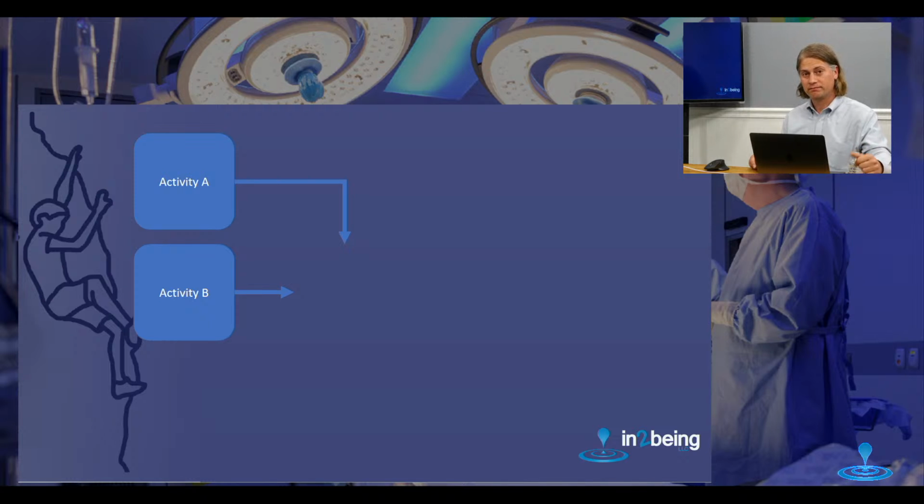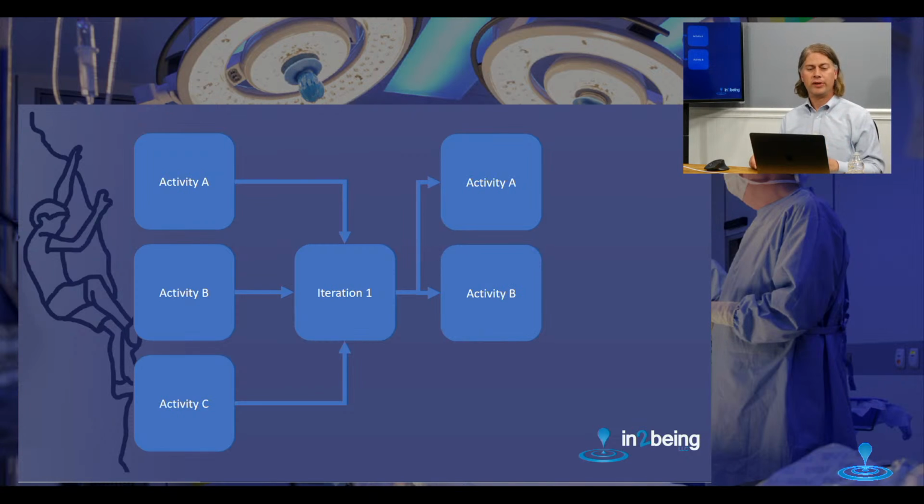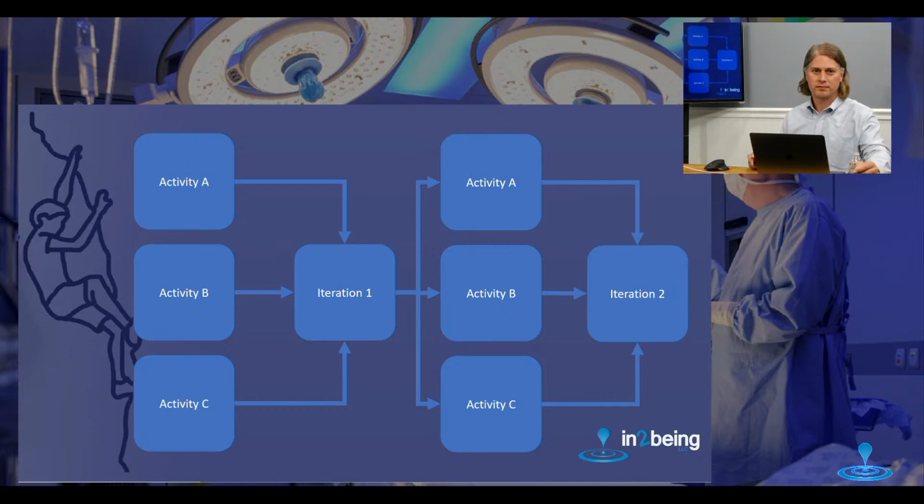Activity A, activity B, activity C. Not product, but iteration 1, which then feeds back into activity A, activity B, activity C. And that leads to iteration 2. So this kind of process that we have to be ready for.